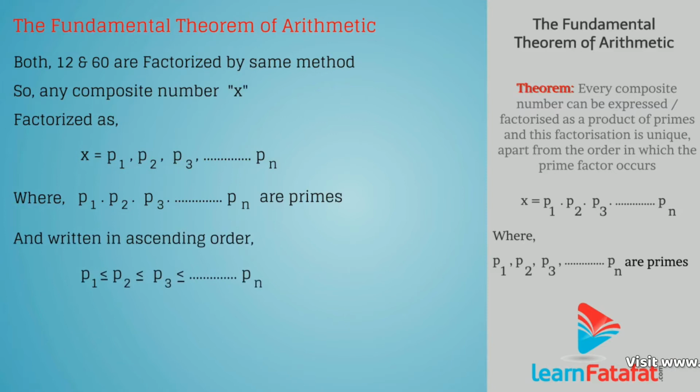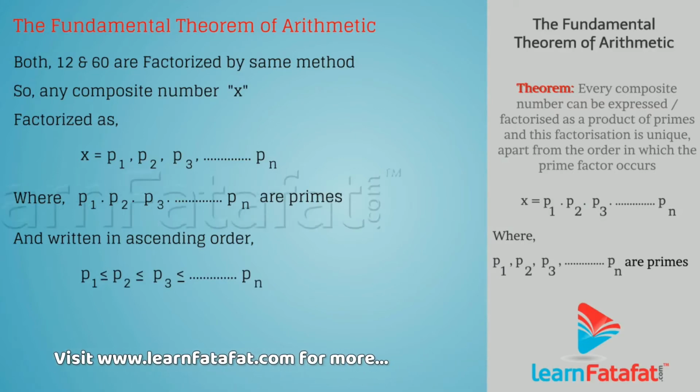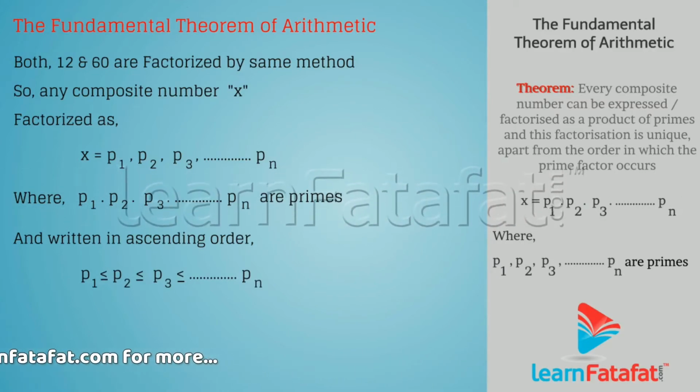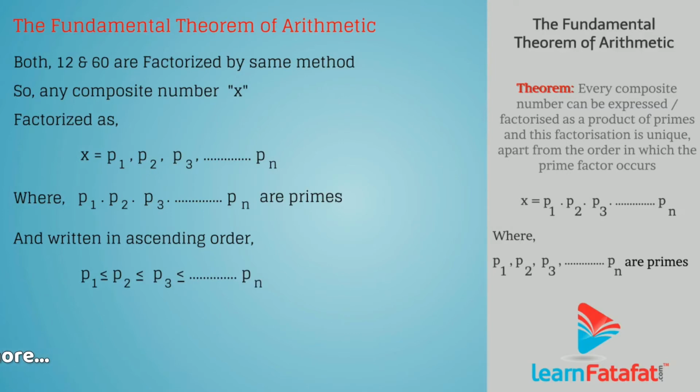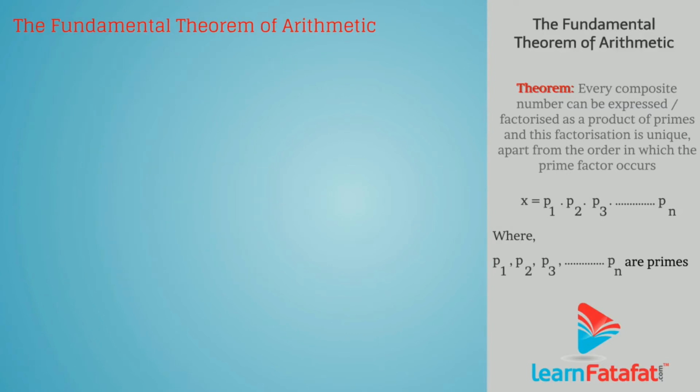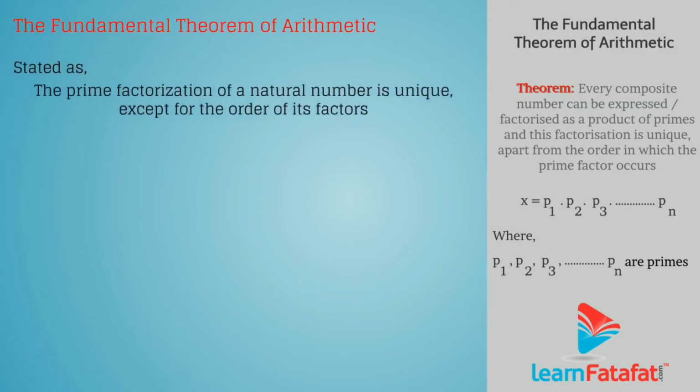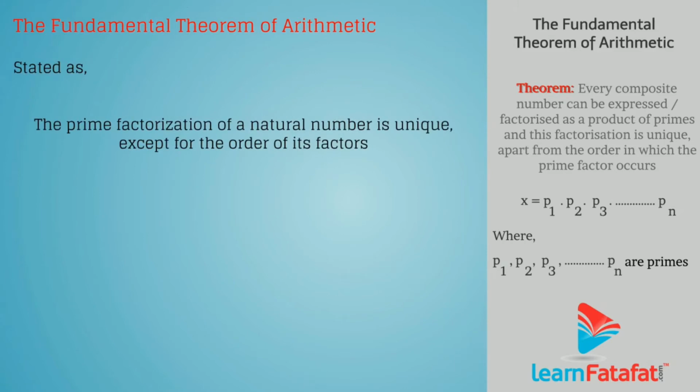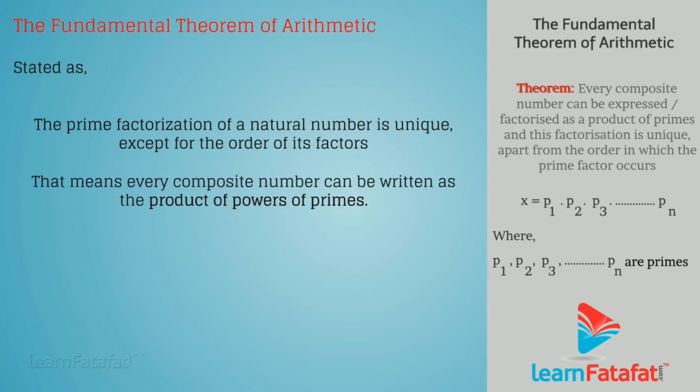And written in ascending order as p1 is less than or equal to p2 is less than or equal to p3 till pn. The fundamental theorem of arithmetic is stated as: the prime factorization of a natural number is unique except for the order of its factors. That means every composite number can be written as the product of powers of primes.